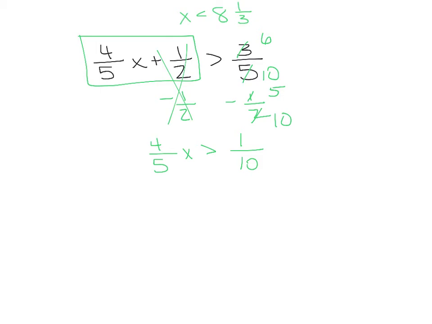The next step to this is to multiply each side by 5 over 4. These cancel, and 5 goes once and twice, and x is greater than 1 over 8.